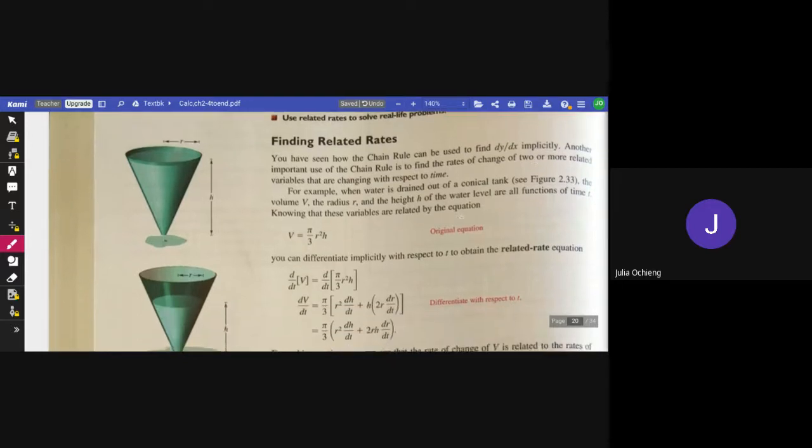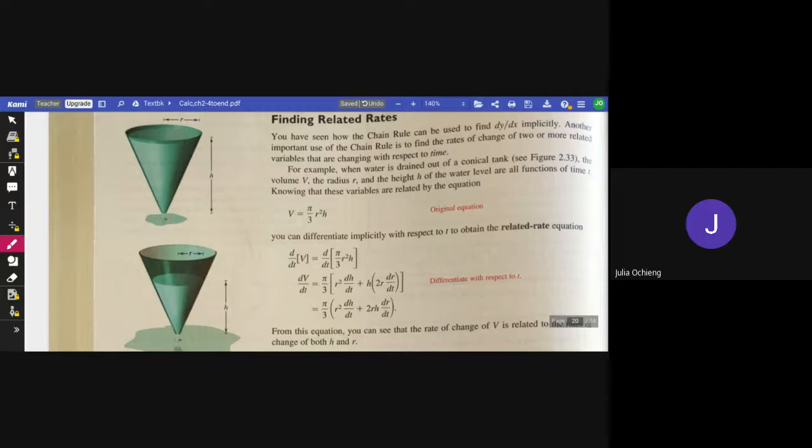So the first example they talk about here is when water is drained out of a tank, and the tank is a cone shape. All right, so the volume of water in the tank will be 4/3 pi r squared h, because that's the volume formula for a cone. So in this case, V stands for the volume of water that there is, r stands for the radius of water that there is, and h stands for the height of water there is.